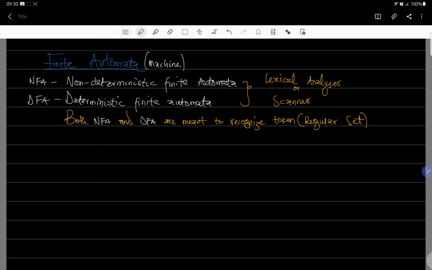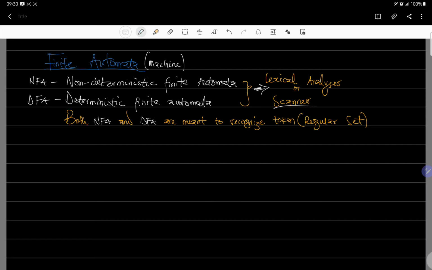Yeah. So it was saying that there are two types of finite automata, which are the NFA and DFA. NFA means non-deterministic finite automata. Then DFA means deterministic finite automata. Now both of them form the lexical analyzer. Lexical analyzer is also called the scanner. Anyways, all right. So now, what do these two things do?